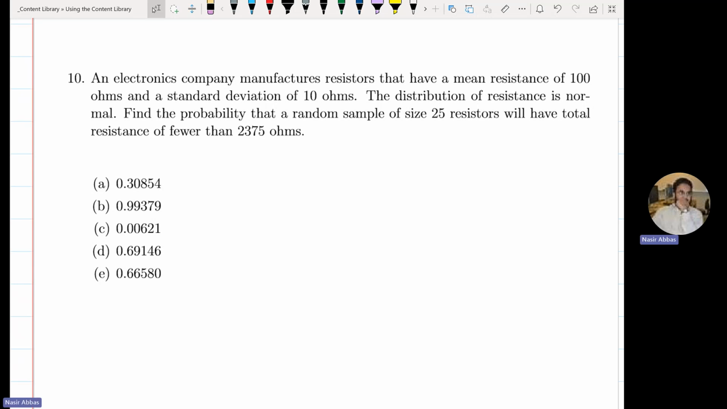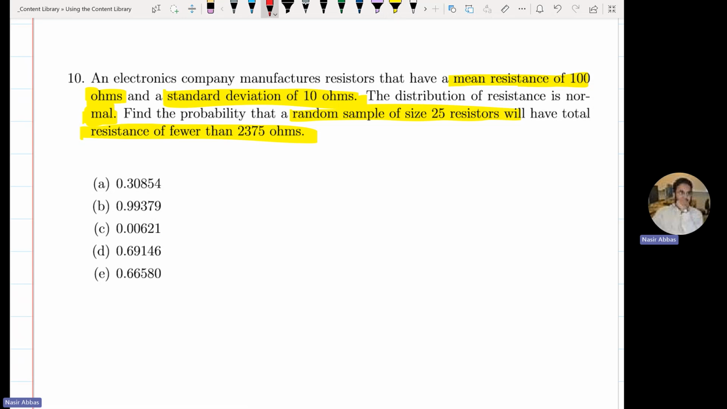An electronic company manufactures resistors that have a mean resistance of 100. Mu is 100. And the standard deviation is 10. The distribution of the resistance is normal. Find the probability that a random sample of 25 resistors has a total resistance of less than 2375.